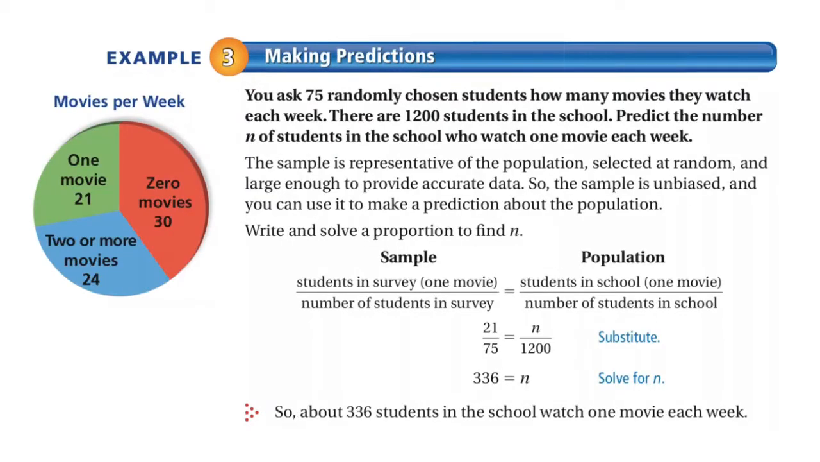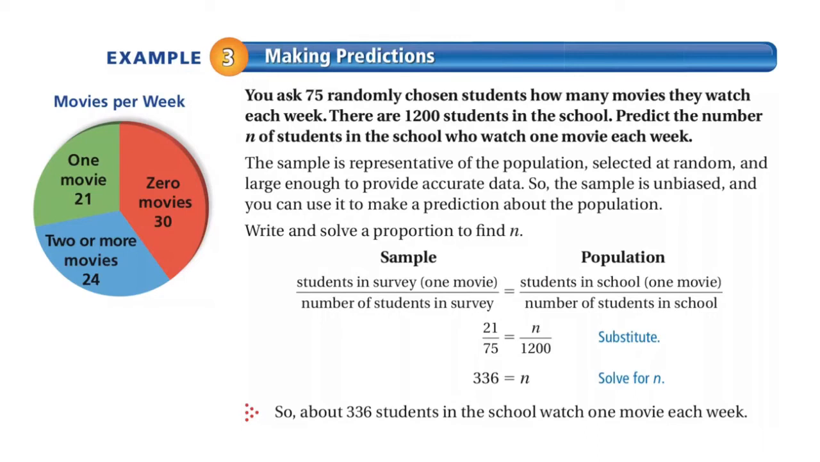Example 3, making predictions. You ask 75 randomly chosen students how many movies they watch each week. There are 1,200 students in the school. Predict the number N of students in the school who watch one movie each week. Well, the movies per week are over on that pie graph there. 21 of the students watch one movie, 30 students watch 0 movies, and 24 students watch 2 or more movies. The sample is representative of the population because it's selected at random and large enough to provide accurate data. So the sample is unbiased, and you can use it to make predictions about the population.